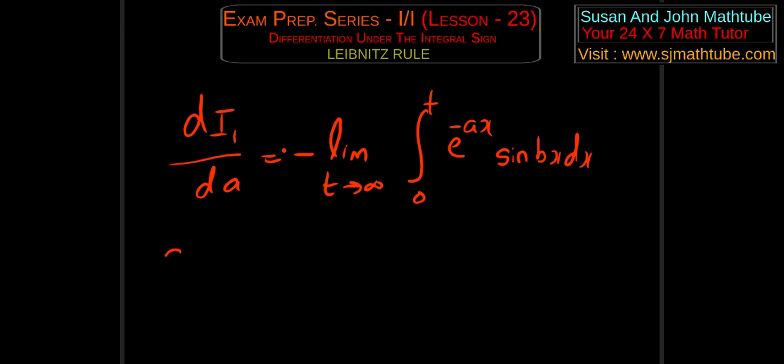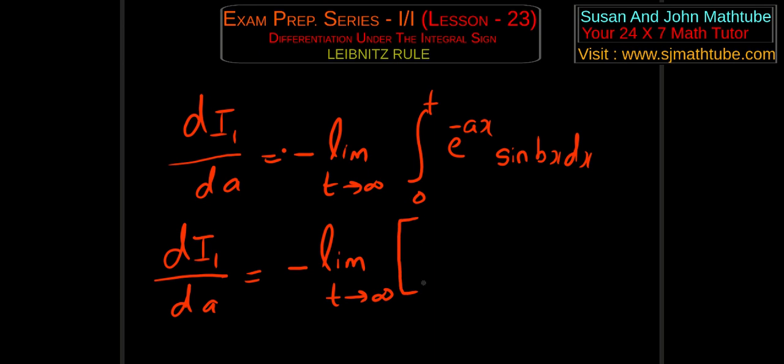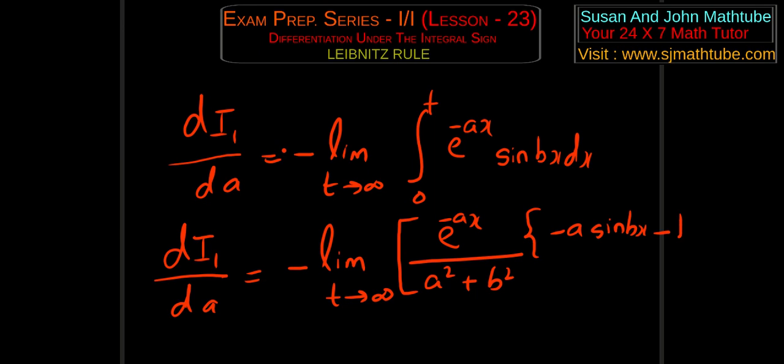Okay, so now I'll integrate this. dI1 by dA is equal to minus limit t tends to infinity of e power minus ax, the whole divided by a square plus b square, times minus a sin bx minus b cos bx, where x varies from 0 to t.